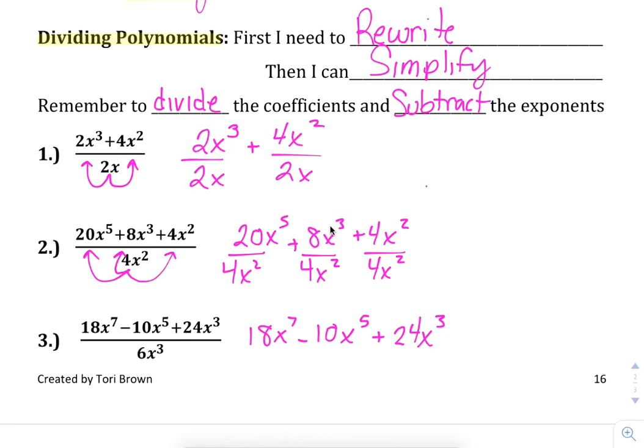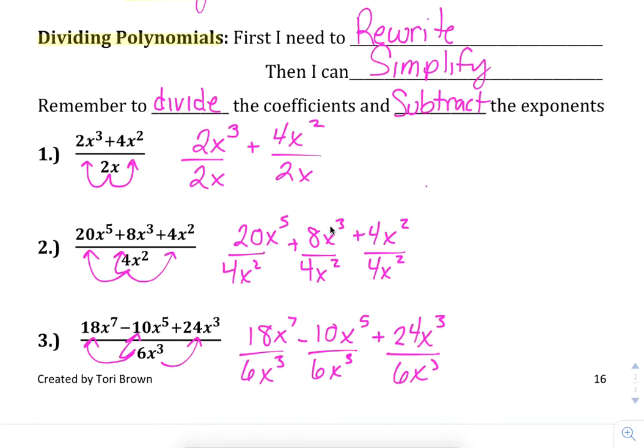Okay. Last one, same thing, we're going to do the same thing. Make sure the 6 divides out of all of them. So divide by 6x to the third, divide by 6x to the third, divide by 6x to the third. Okay. My last step is just to simplify.